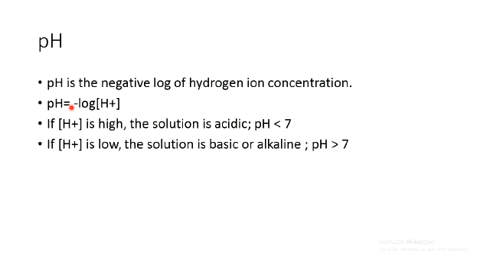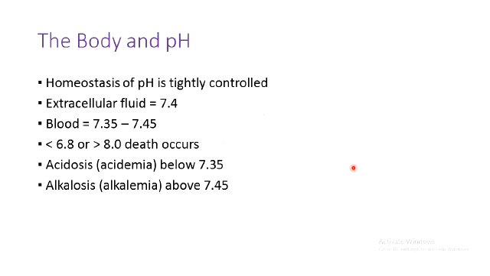So pH is defined as the negative log to the base 10 of the molar concentration of hydrogen ions. Since the log of the molar concentration is negative, if the hydrogen ion concentration increases, the pH decreases, and when the pH decreases, the solution becomes more acidic. If the hydrogen ion concentration falls, the solution becomes more basic or alkaline and the pH increases beyond 7.